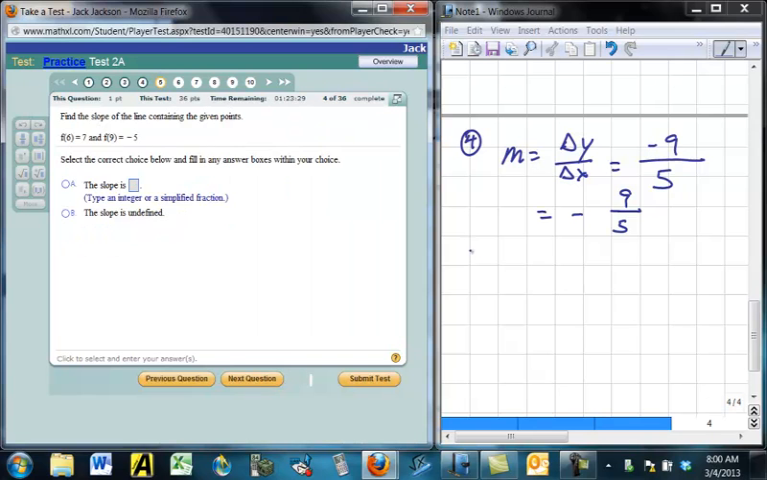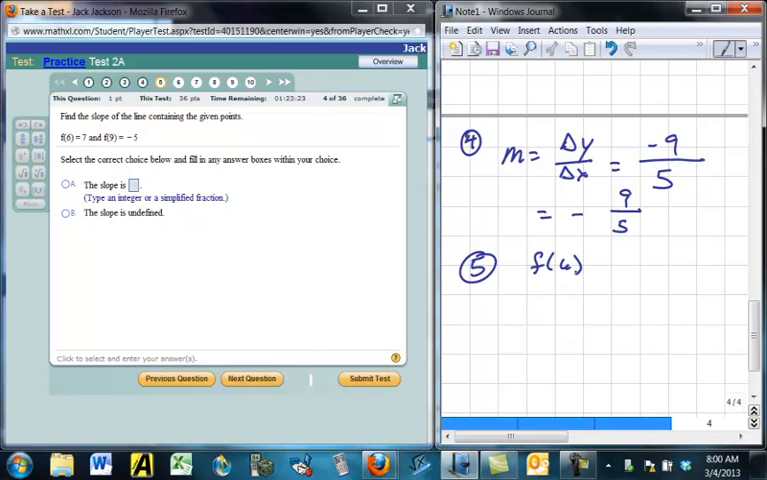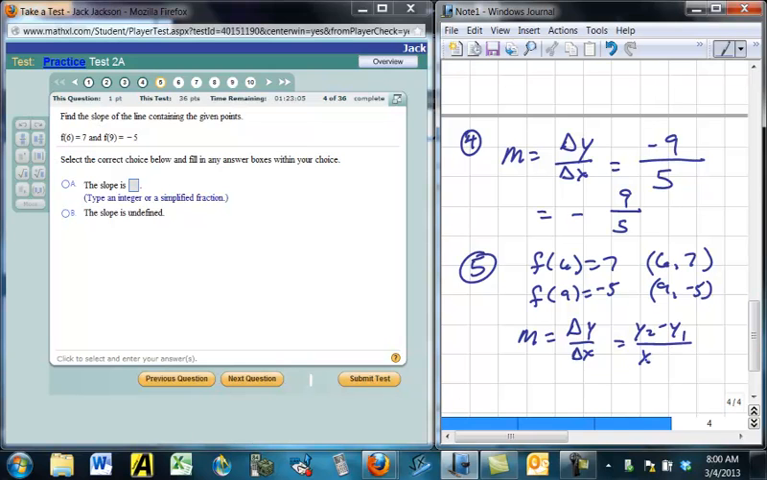Alright, the next one, number 5 here, we have f of 6 equals 7. That means it goes through the point 6, 7. And we have f of 9 equals negative 5. That goes through the point 9, negative 5. And we have a line, and we want to find its slope. Well, again, the slope is delta y over delta x. That's y2 minus y1 over x2 minus x1. Basically, just label one of these x1, y1 in your head if you want, and the other one x2, y2, and then just plug in the formula.